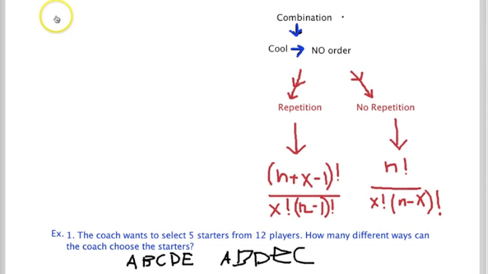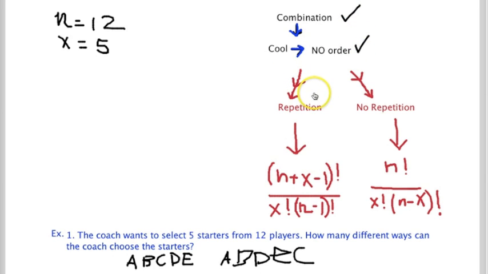So we know that there are a total of n equals 12 players. We can choose 5 out of those and make a team, right? So the question asks how many teams can you make with that, basically. So now we know that it is a combination already. So we're good, there's no order.